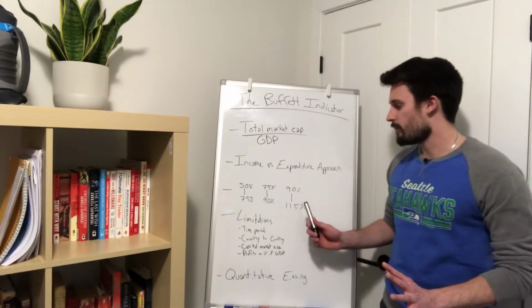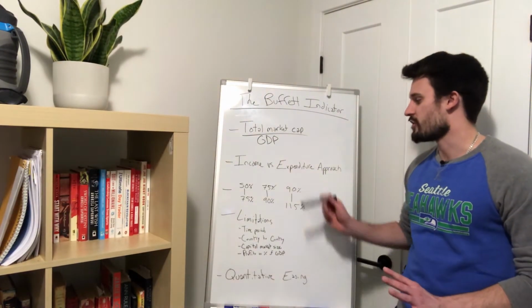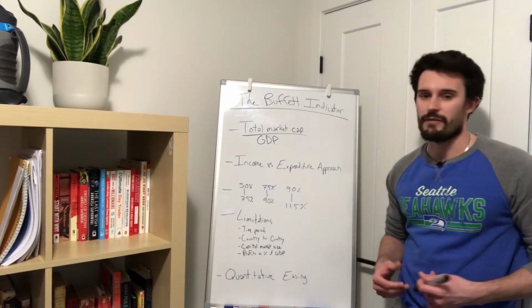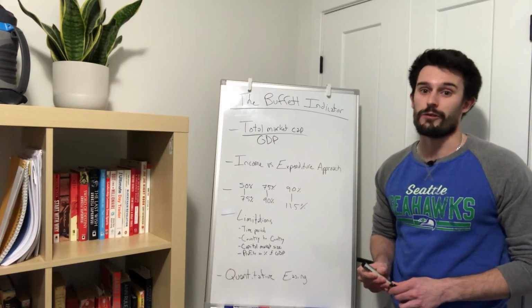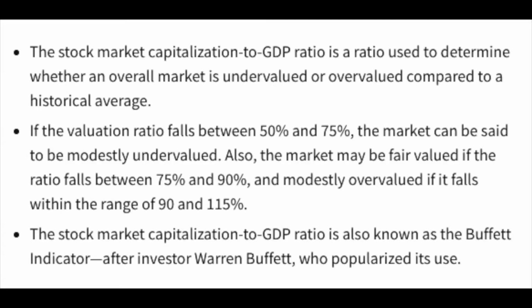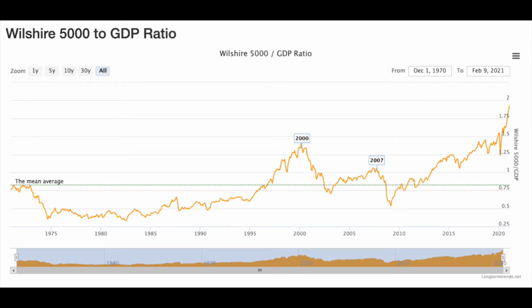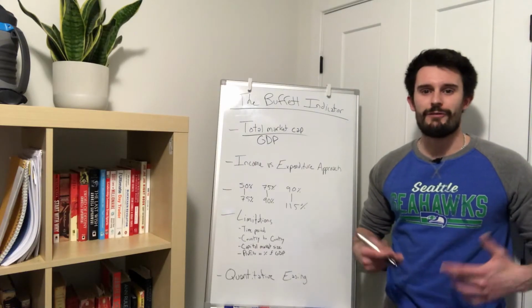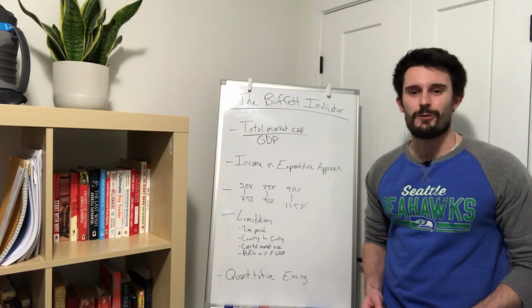My third point is the ranges where investors have historically said the market is over, under, or fairly valued. If you pull up something from Investopedia right here, you'll see that anywhere from 0.5 to 0.75 people would typically consider undervalued in the US. Anywhere from 0.75 to 0.9 people would consider fairly valued, and above that, overvalued, of course. As you know by me posting this graph, it's sitting at an all-time high, almost at 2. Now, there are a lot of limitations to this indicator, and that's what I want to get into in this video.